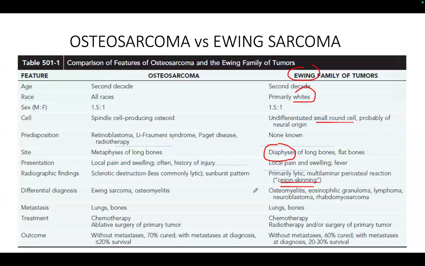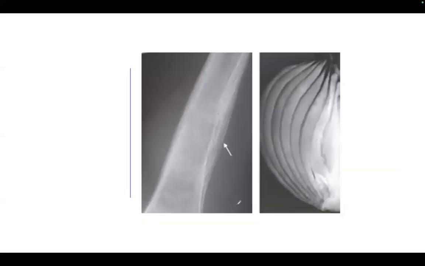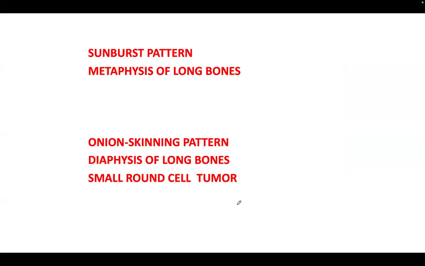As mentioned, lungs is usually the site of metastasis. So here, I want everyone to remember this, the onion skinning. That is very, very Ewing's. Okay? So let's end with this.